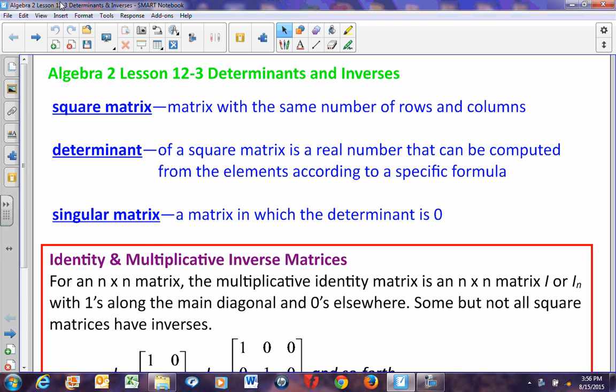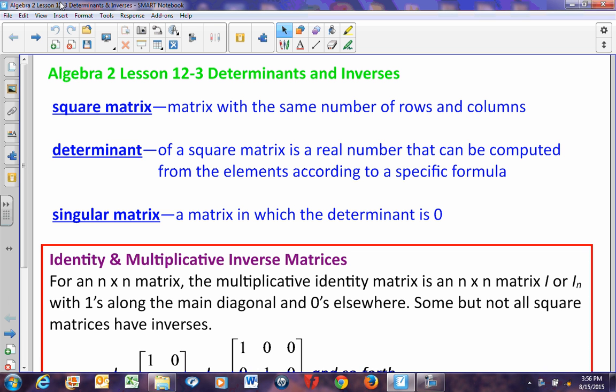Algebra 2 lesson 12-3. Determinants and inverses. This lesson will prepare you to use matrices to solve problems, including how to find the area of a triangle with vertices anywhere on the coordinate plane. Kind of a handy little tool.